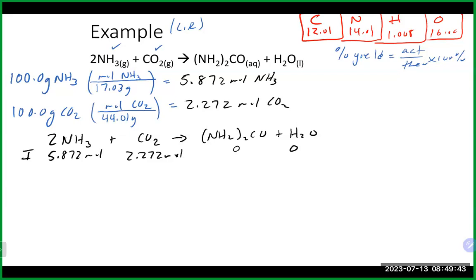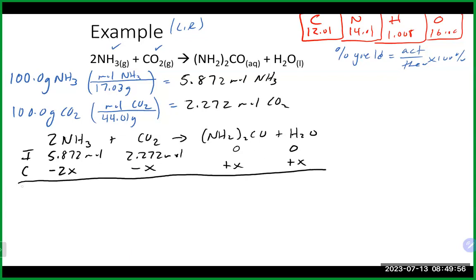Reaction is going to head to the product side. So our change here is going to be minus 2x because of the coefficient, minus x because the coefficient is 1, plus x, and also plus x on that side. That means when we bring it down here for the end, we'll have 5.872 minus 2x, 2.272 minus x, x, and x. Any questions on the table here?